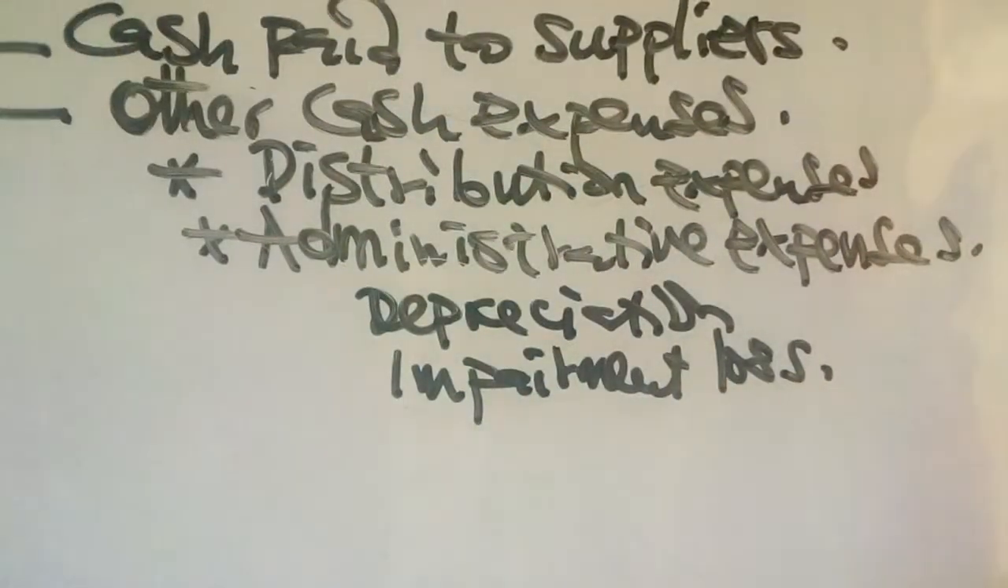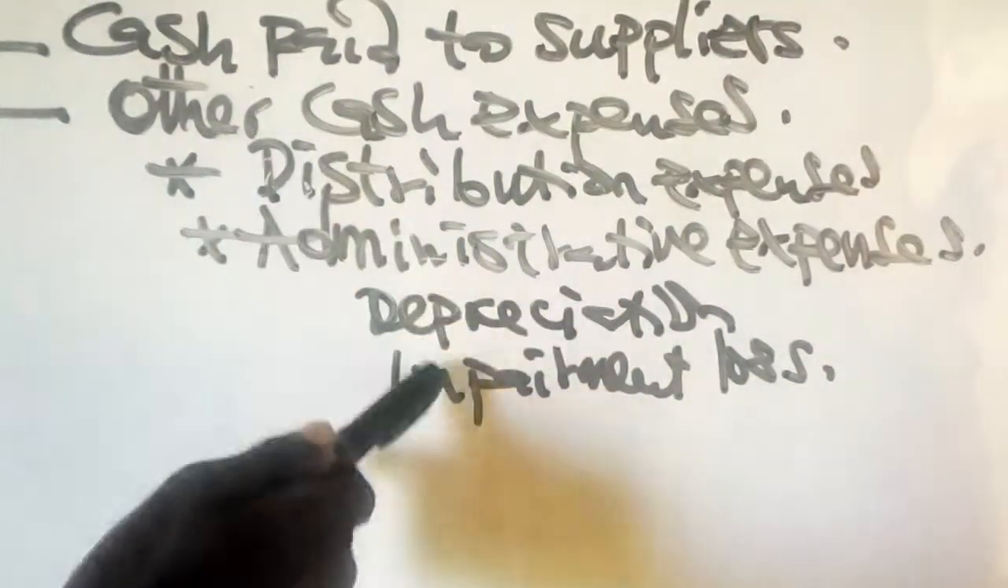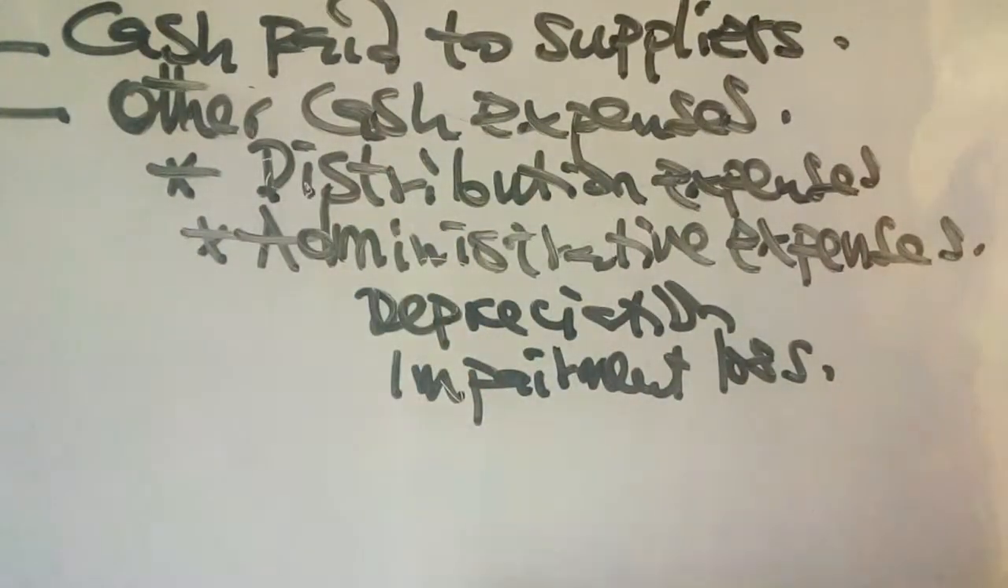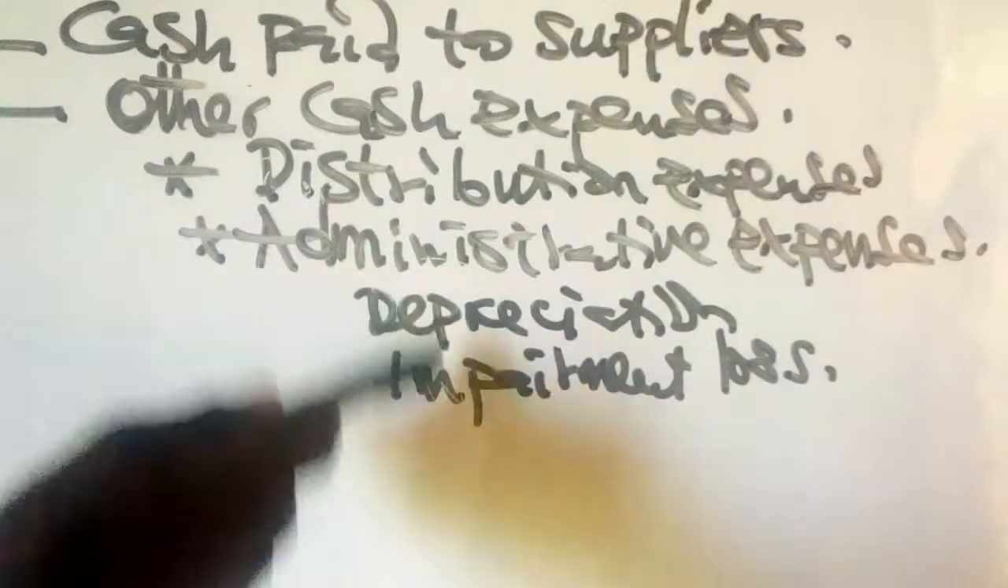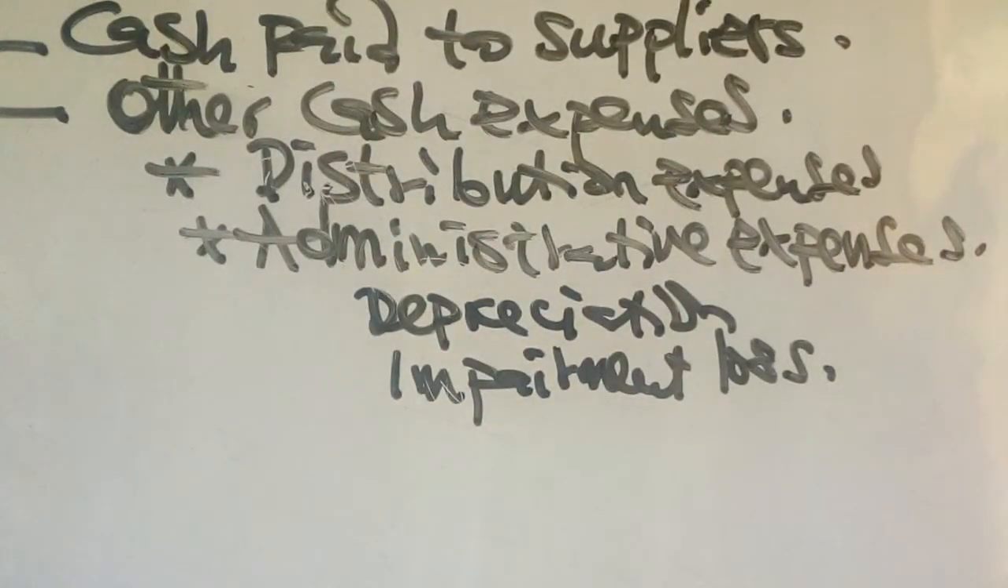Where they have been charged to cost of sales, you will not need to remove them from distribution expenses. The adjustment that will be required will have to be made in cost of sales when you are calculating the cash paid to the suppliers.